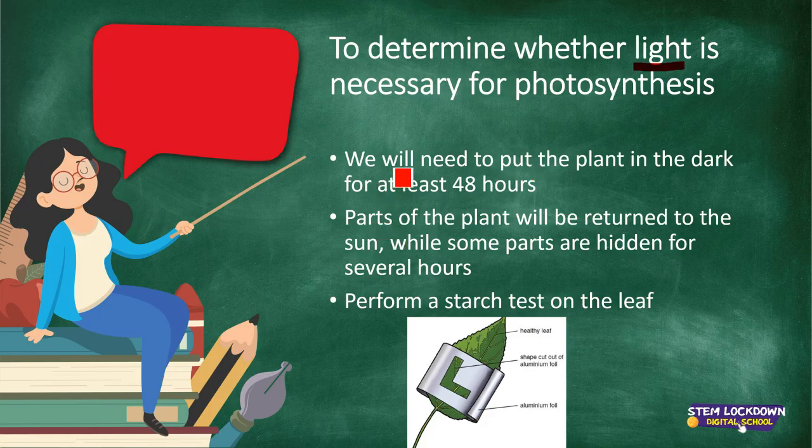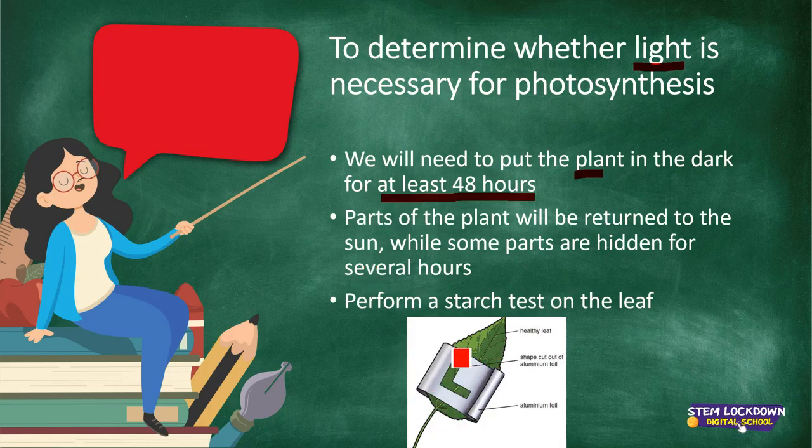So what we will do is we will put the plant in the dark for 48 hours. Why is that? This was mentioned on the previous slide. This is to prevent photosynthesis from happening, okay? And then parts of the plant will be returned to the sun. What do I mean by parts of the plant? Just look at the picture here.